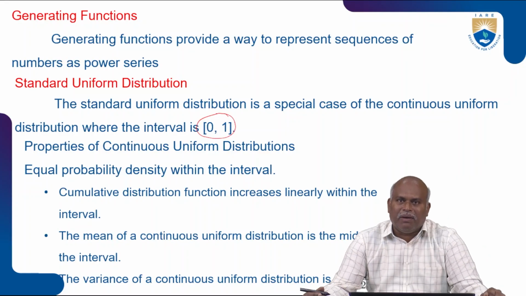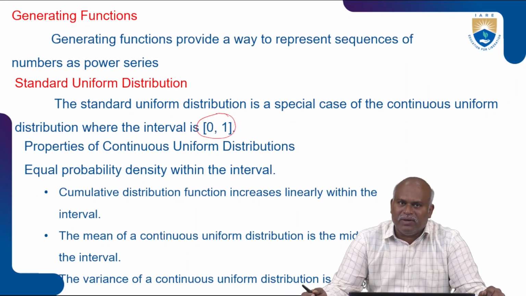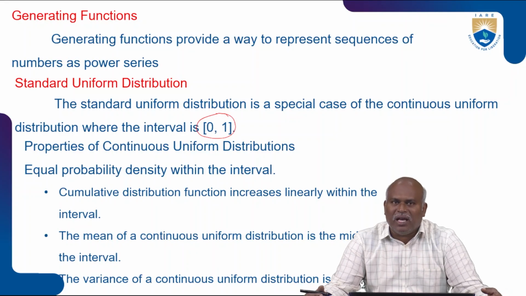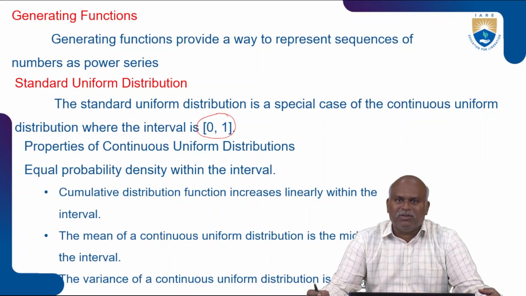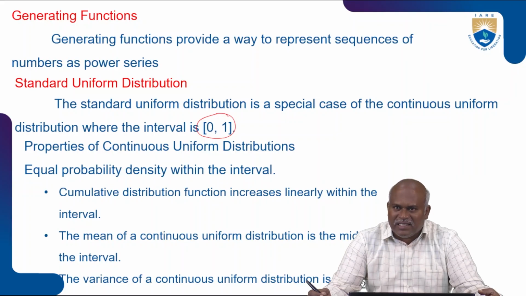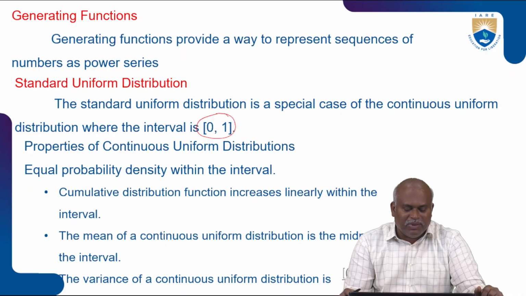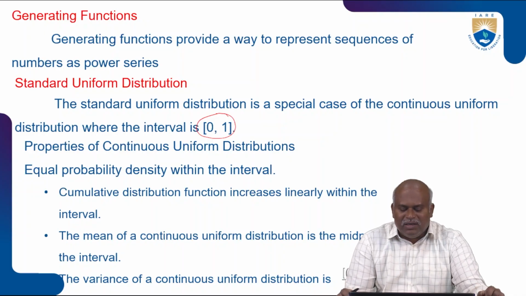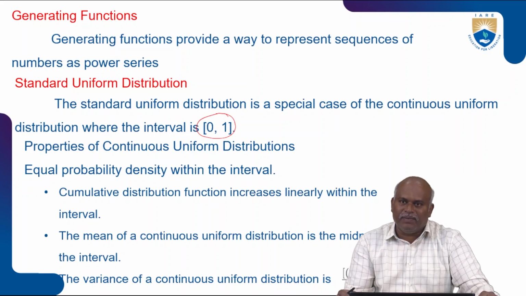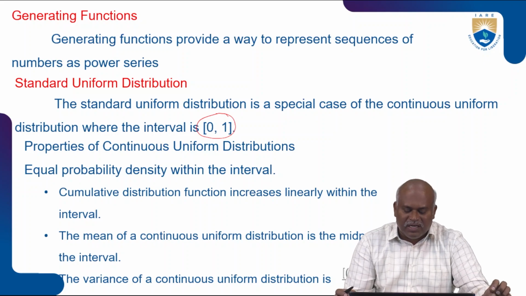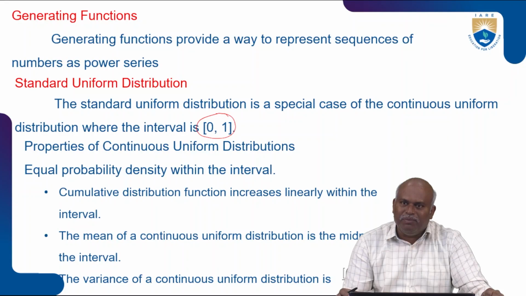Next, we go to the properties of the continuous uniform distribution. It has equal probability density function within the interval. That's why the cumulative distribution function increases linearly between the minimum and maximum values. The mean of the continuous uniform distribution is the midpoint of the interval, and the variance is (b minus a) whole square divided by 12.